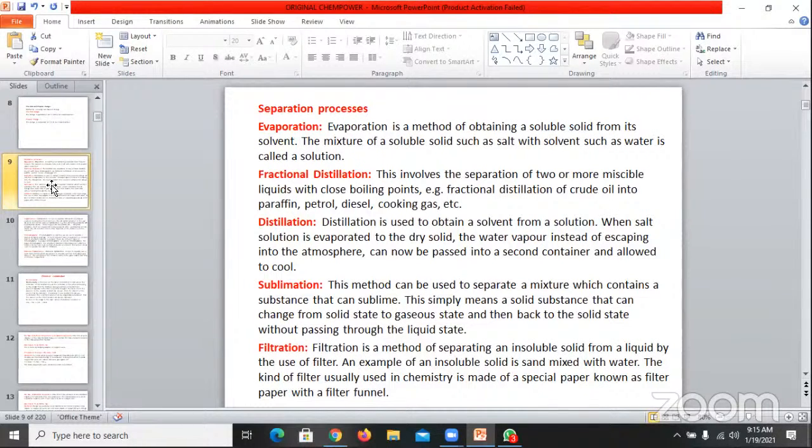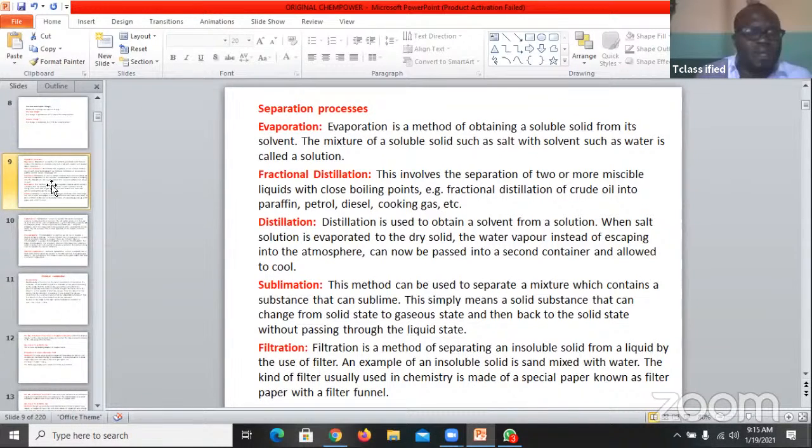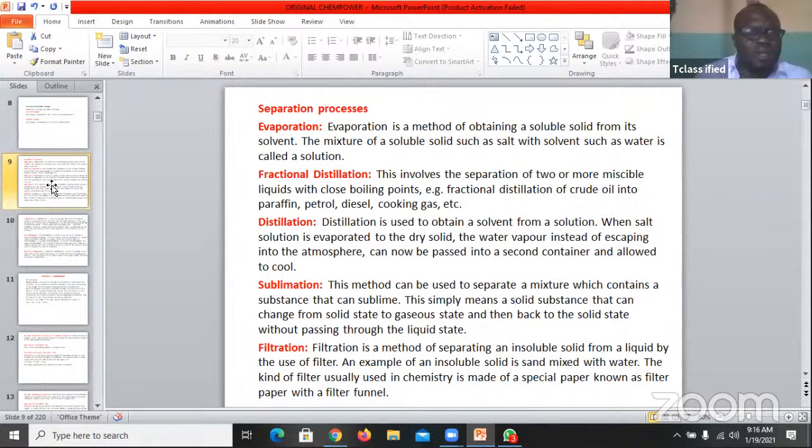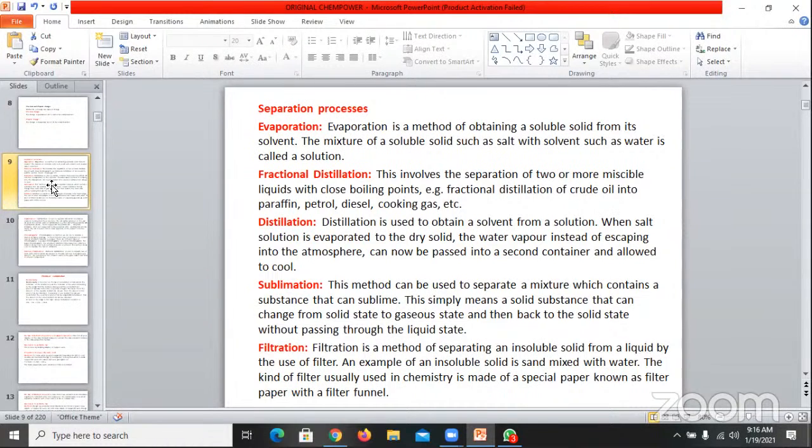Okay, so let's look at the separation processes that you have. Now, in your house, if you have rice, most foreign rice doesn't have sandstone in it. But let's say you're having your rice or beans and you have stones in them. Which process can you use in separating the stone from the rice, so that when you cook it and you're eating it, you don't have to break your teeth while trying to chew the rice? How can you separate the stone from the rice?